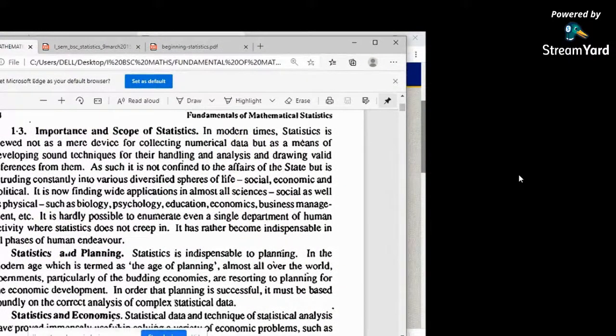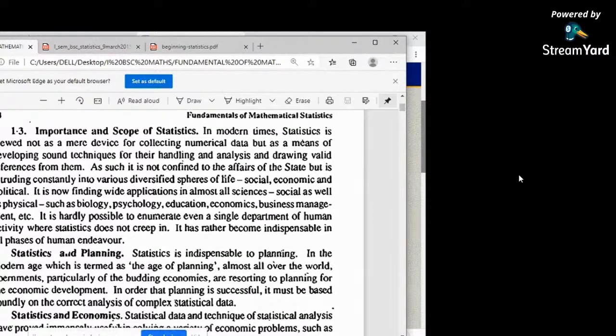So importance or the scope of statistics: in modern times, we are using statistics in every field. Statistics is viewed not as a mere device for collecting numerical data, but as a means of developing sound techniques for their handling and analysis and drawing valid inferences from them. As such, it is not confined to the affairs of state, but is entering constantly into various diverse spheres of life, social, economic, political, and it is now finding wide application in almost all sciences, social as well as physical, such as biology, psychology, education, economics, business management.